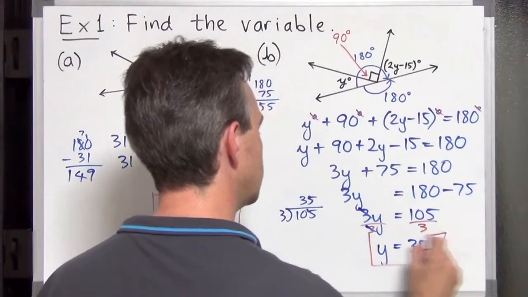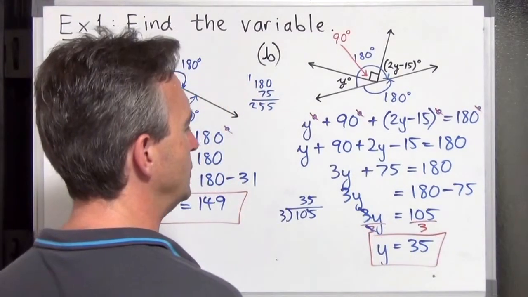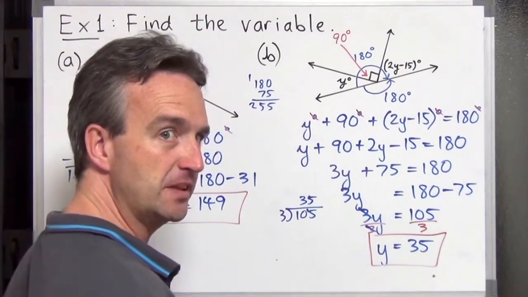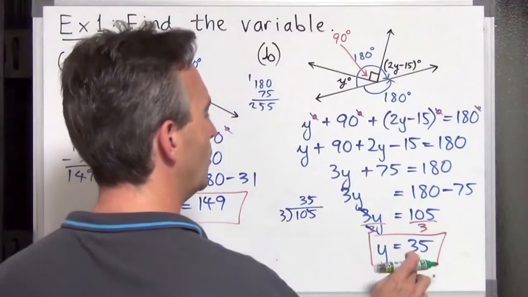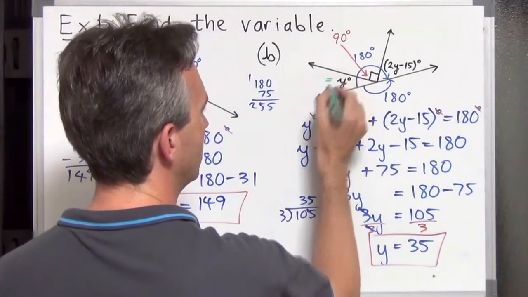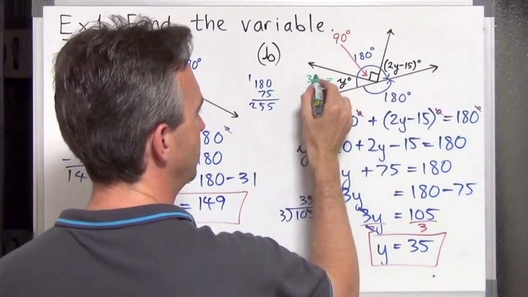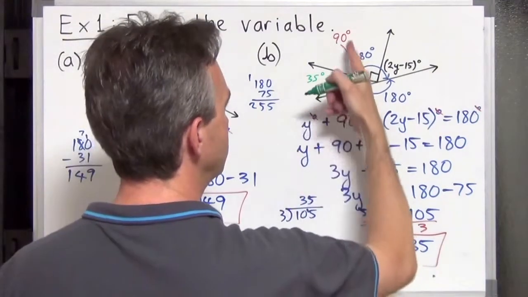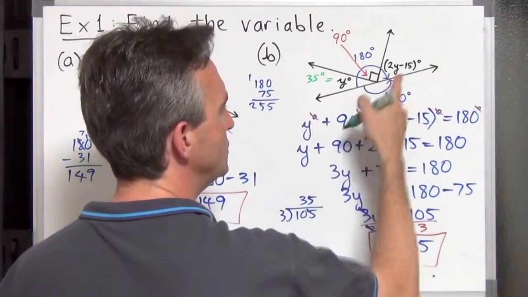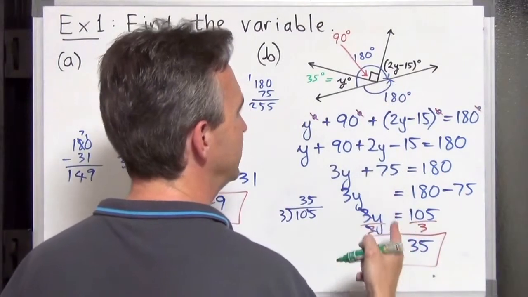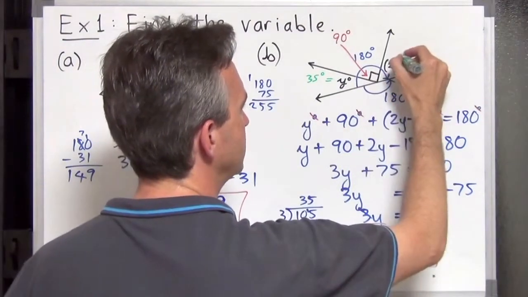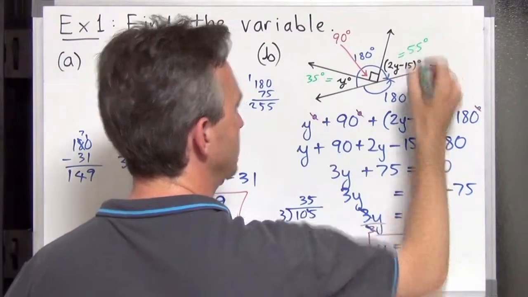Done. What can you do to check if you're not sure? If you don't believe me? Do you believe me? Yeah, well, I have faith, but I'll check anyway. So y is 35. So this means that this is going to be 35 degrees here. That's easy. This one's 90. 2y minus 15, if y is 35, 2y is 70. 70 minus 15 is going to be 55 degrees.